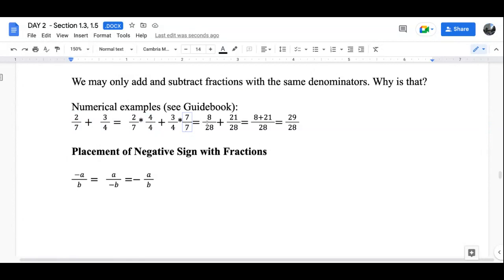2 times 4, that's 8. 4 times 7, that's 28. So 2 over 7 now becomes 8 over 28. Same way, we change 3 over 4 to its equivalent fraction of 21 over 28. Now we see these two fractions have a common denominator, so we just add the numerators. 8 plus 21, that's 29. So we get 29 over 28 in the end.